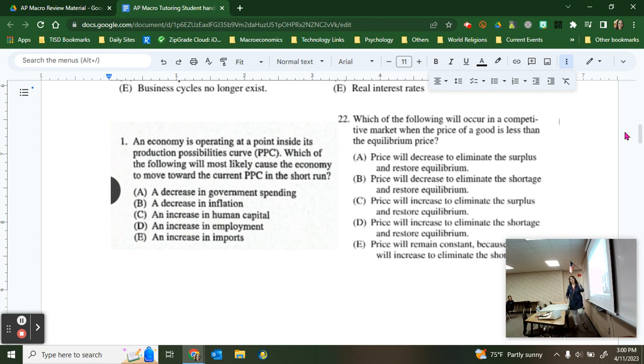But unfortunately, it says the price of a good is less than the equilibrium price. So the price comes in that is lower than what supply and demand says it should be. So here's the price that it's set at. So add that to yours. So I'll say low price.